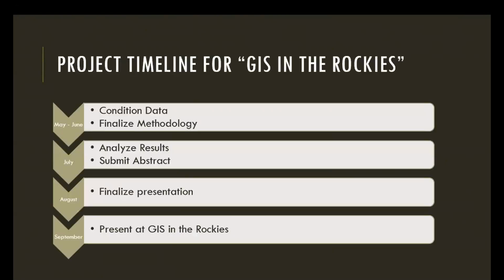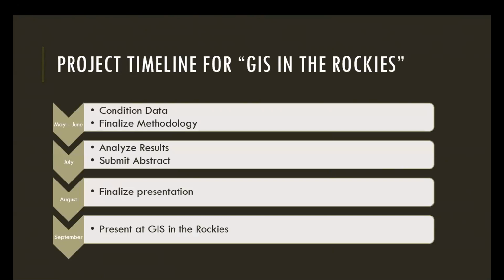So here is my project timeline. I would like to go to GIS in the Rockies. That's kind of my goal right now. So a lot of what I'll be doing is just finishing conditioning my data, finalizing my methodology, analyzing my results and figuring out what those mean.